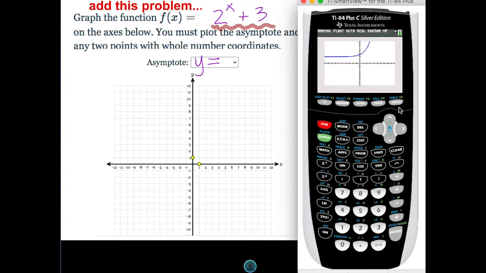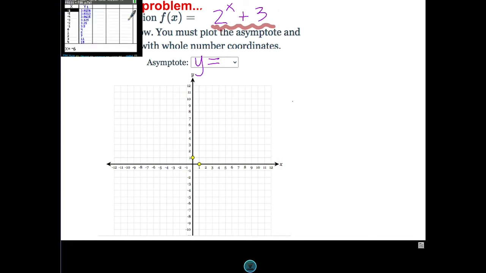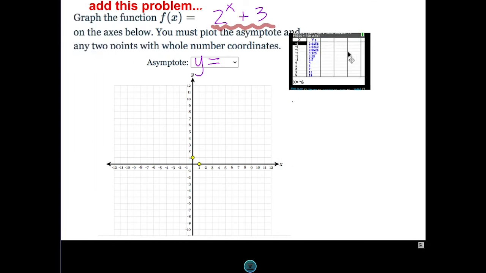I can look at my table to help me with that. So let's go down just a little bit. I think it occurs at 3. And remember, I'm looking at the y values here. Definitely looks like it's getting closer and closer to 3, and that's as the x values decrease. Let's just put that over here. That can give me a couple whole numbers. Then you can graph it.